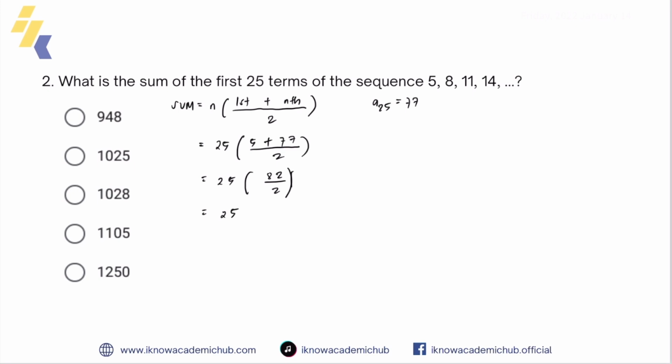And 82 over 2 is just 41. So to use mental math here, we can write it as 25 times 40 plus 1. We know that 25 times 40 is 1,000 and 25 times 1 is 25. So the answer is 1,025. Okay?